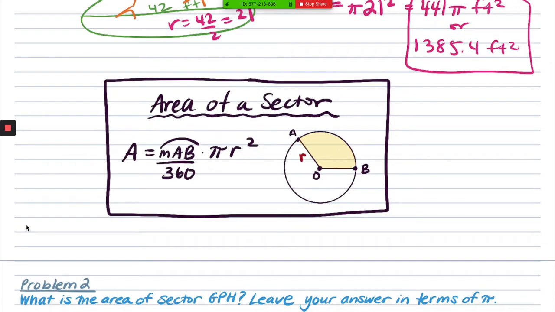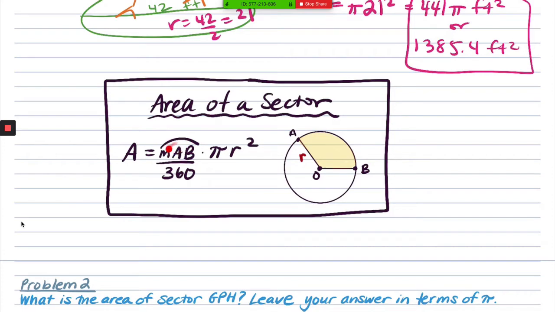The area of a sector. So a sector is going to be a piece of your circle. It's easiest to think of this as like pizza slices or a part of a pizza. And that area is just going to be the percent of the circle. And we can figure out the percent of the circle using the 360 degrees.